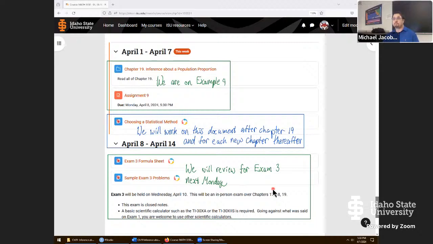Yeah. Just, I guess, reading that final bullet there. So for this upcoming exam, can I use, like, my TI-84, I think it's a TI-84? I'd be okay with that, yeah.